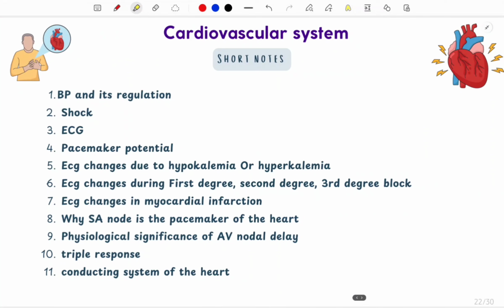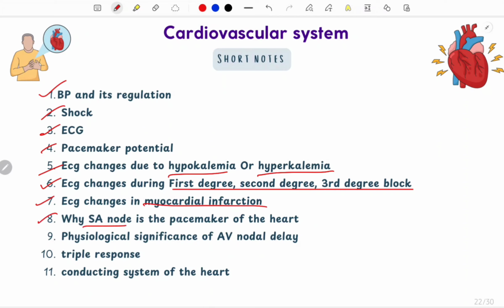In short notes, BP and its regulation were asked, along with shock, ECG, pacemaker potential, ECG changes during hypokalemia or hyperkalemia, and ECG changes during first degree, second degree, and third degree block. ECG changes in myocardial infarction, and why the SA node is called the pacemaker of the heart. Physiological significance of the AV nodal delay, triple response, important. Viva too: conducting system of the heart.